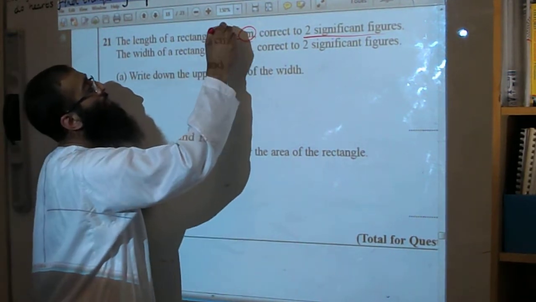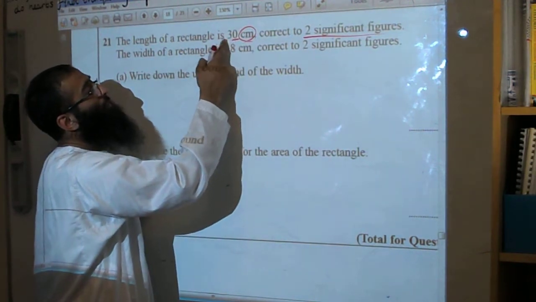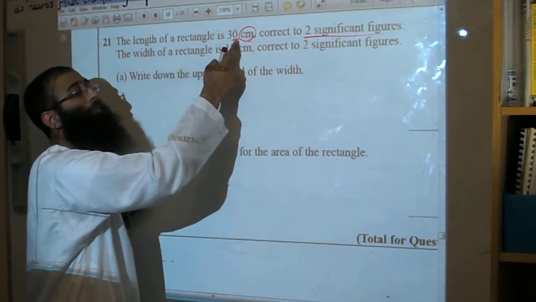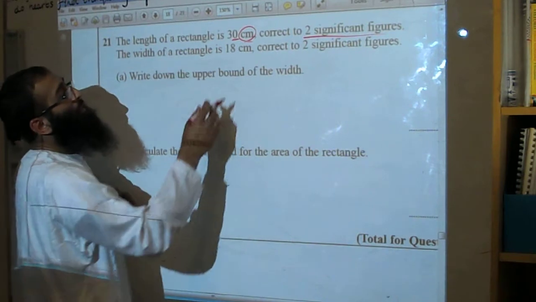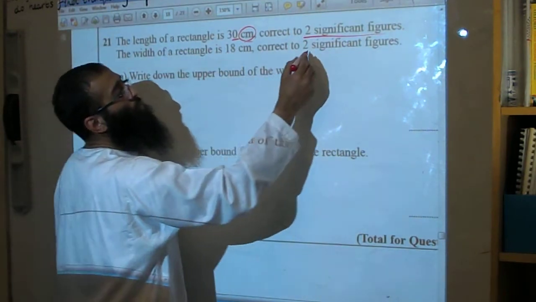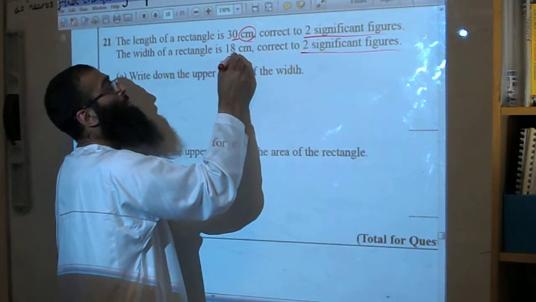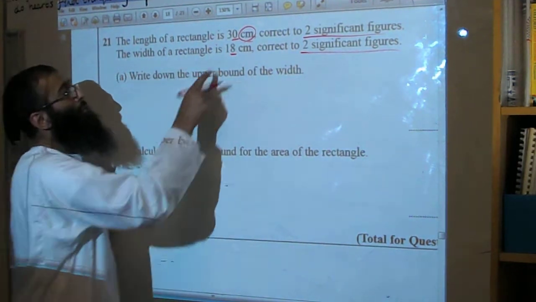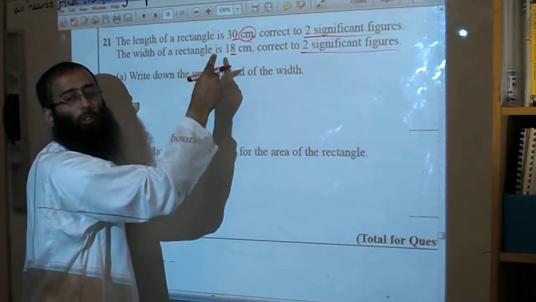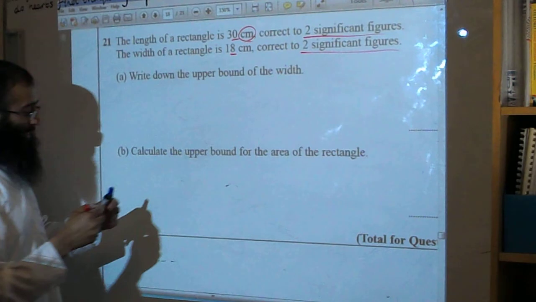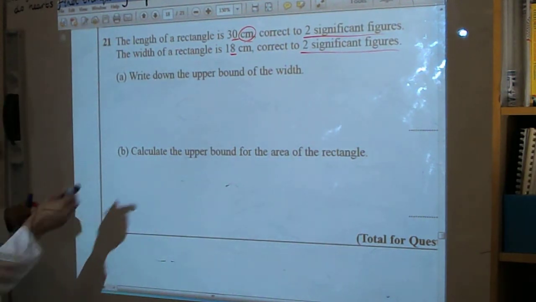So you've got your first significant figure and second significant figure, which is in the units. 18 centimeters to two significant figures means to the nearest centimeter. First SF, second SF, which is in the units place value. So let's have a quick look at these questions.